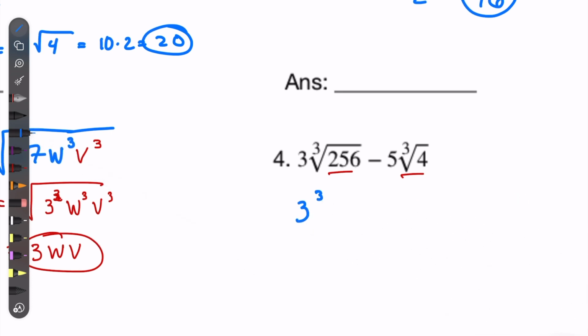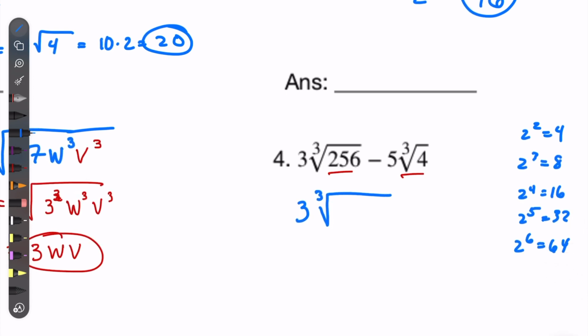cube root 256. And I know 256 is a power of 2. So I'm just going to write down some powers of 2. 16. There's 5 is 32. There's 6 is 64. And 2 to the 7th would be 128. And 2 to the 8th would be 256. All right, so this is 2 to the 8th power in here.